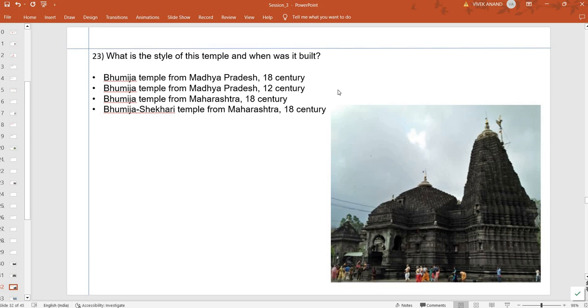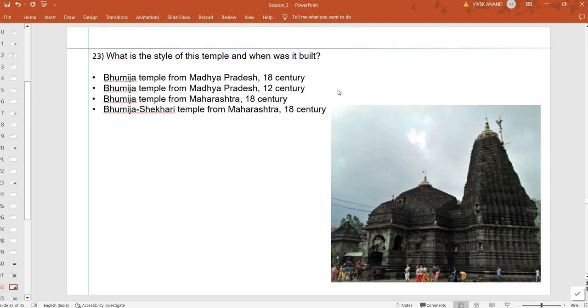What is the style of this temple and when was it built? So there are different timelines: 18th century, 12th century, 18th century, 18th century. So what should be the period of this temple? First, you identify the period. And then the style.